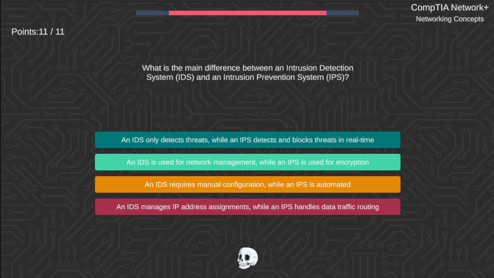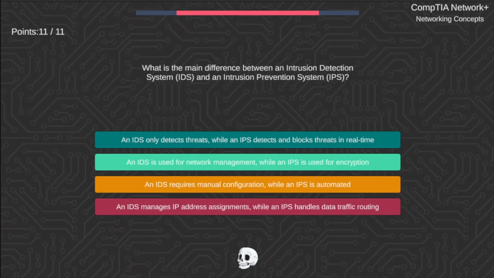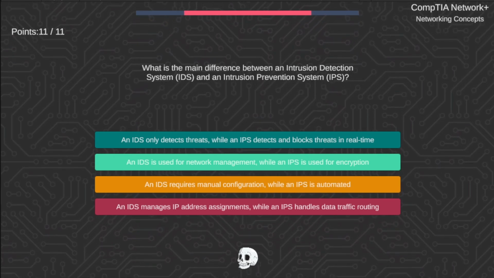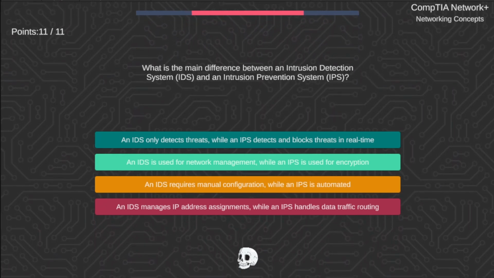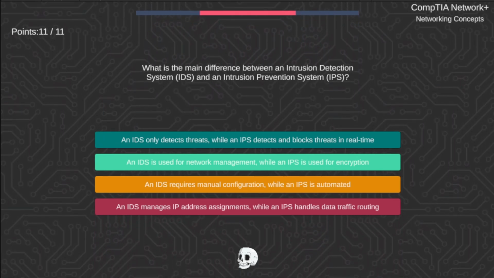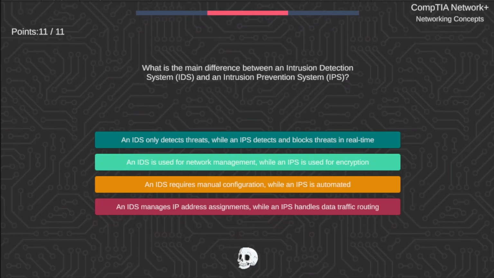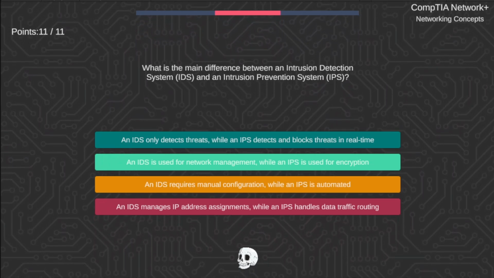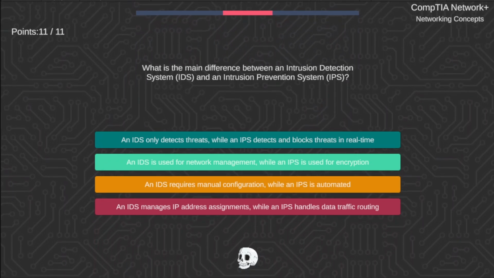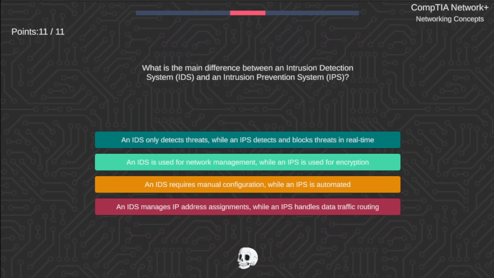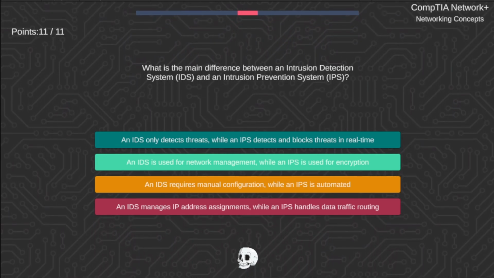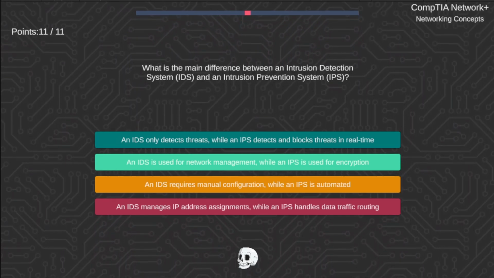An IDS only detects threats, while an IPS detects and blocks threats in real time. An IDS is used for network management, while an IPS is used for encryption. An IDS requires manual configuration, while an IPS is automated. Or an IDS manages IP address assignments, while an IPS handles data traffic routing. The main difference between an IDS and an IPS.